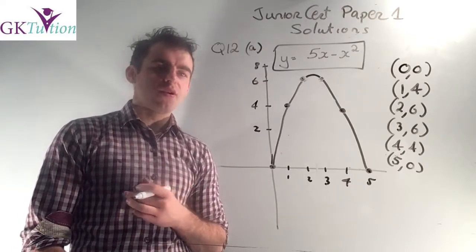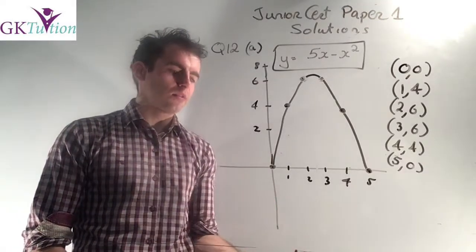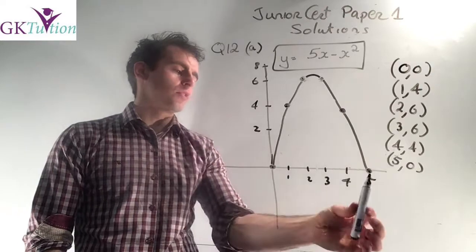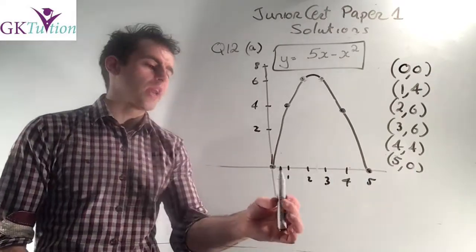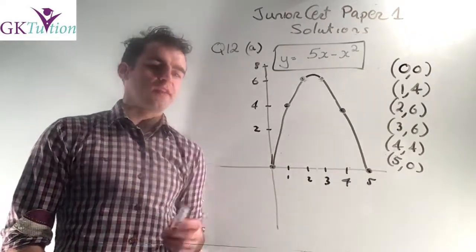Part B now says, how long does it take for the ball to hit the ground? Obviously, for the ball to hit the ground, you're just referring to how long it will take before it reaches the ground again. It's kicked here and it lands 5 seconds later.